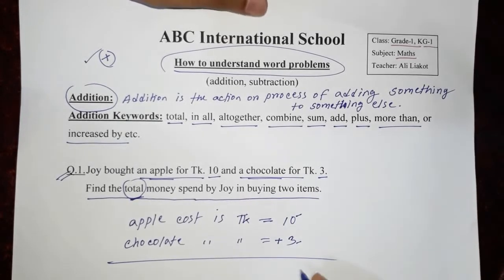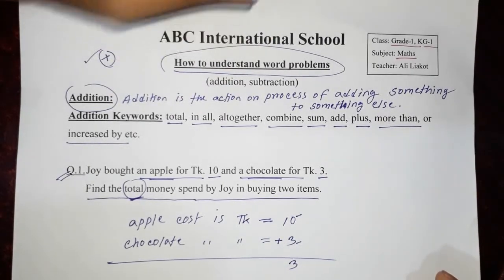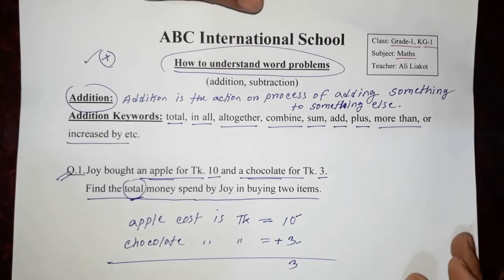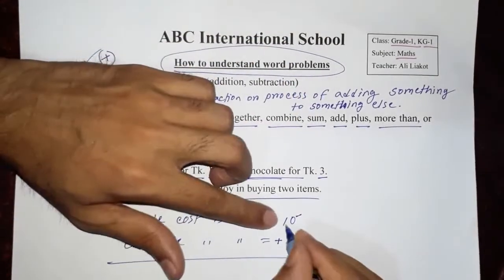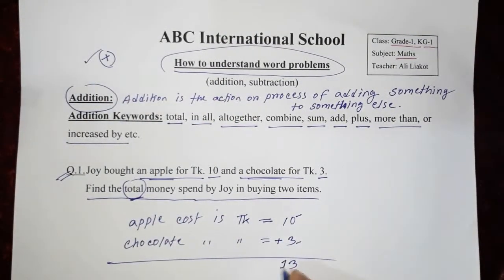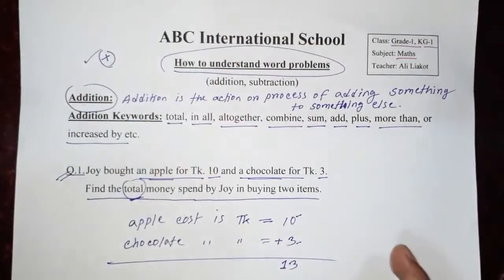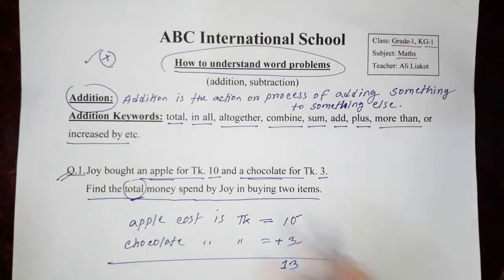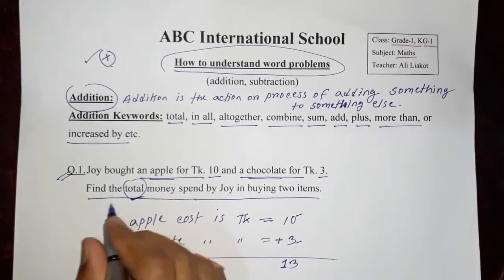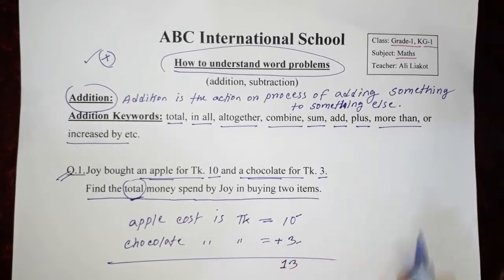Yes, very good, you are right. 3 plus 0 is 3, because we know that whenever we add any number with 0, it would not be changed. Now come to the left side. What's the top number? 1. Is there any number here? No. So just write the number 1 here. So my dear students, the final statement of this question is what? Yes, the final statement of this question is: the total money spent by Joy in buying 2 items is taka 13.